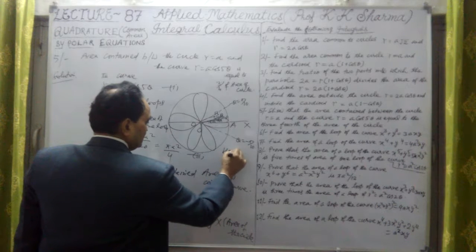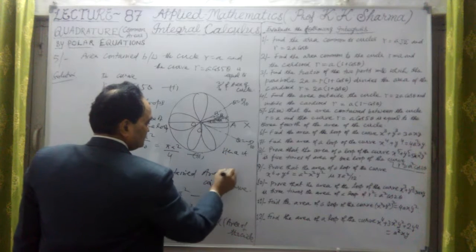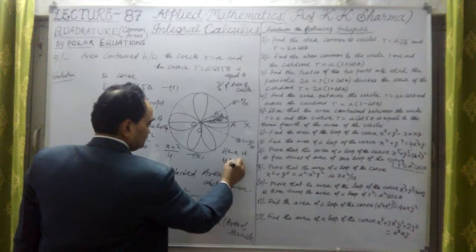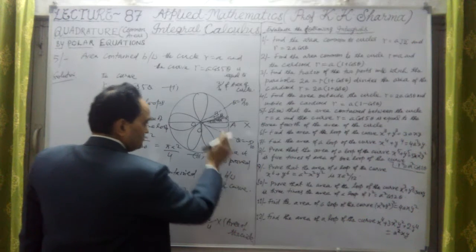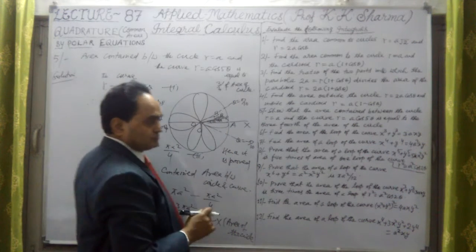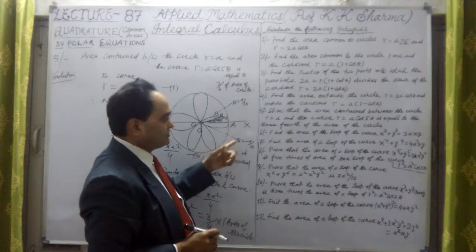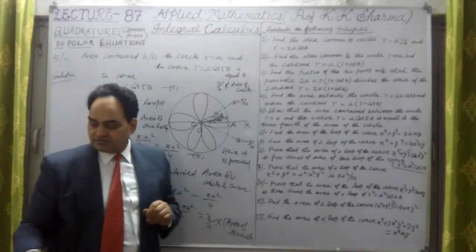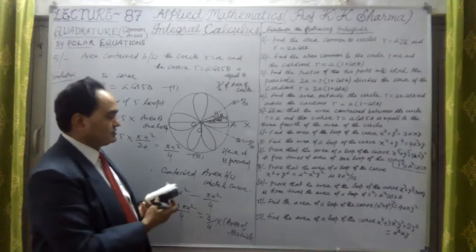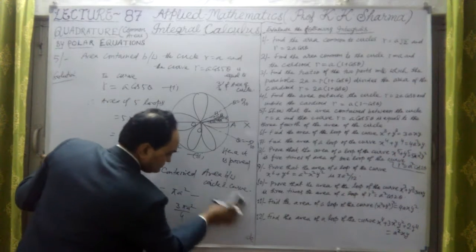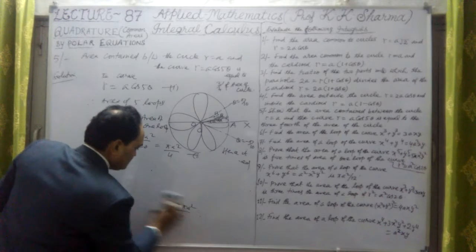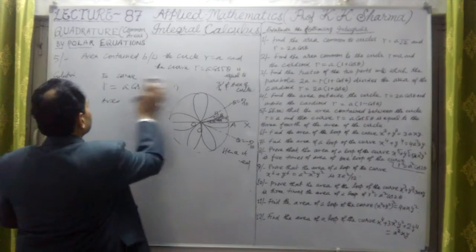So we can say that it is proved that the area of the difference of these two is equal to 3/4 of the area of the circle. The area of the circle is pi a square. I just defined that the radius is a. Therefore, the area of the circle is pi a square. Now come to the next question.